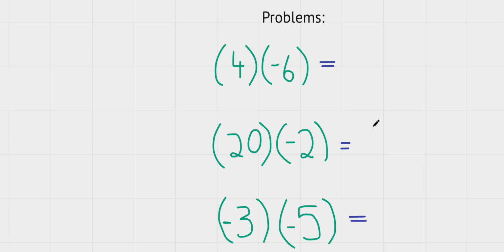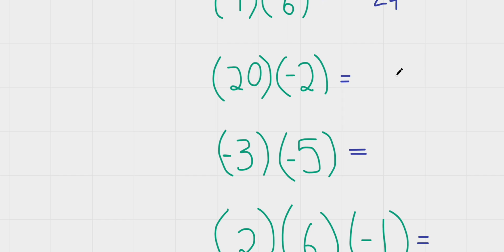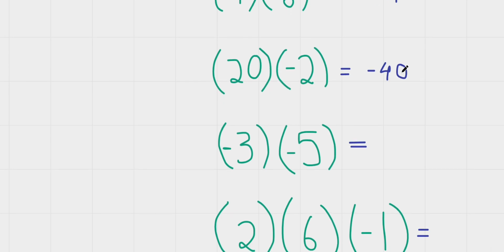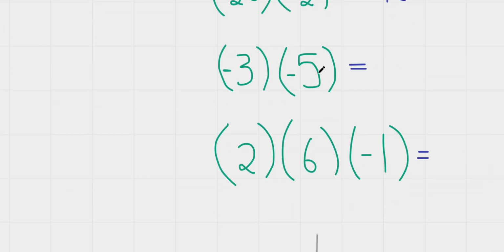So let's try some problems. 4 times -6, again, positive times negative is going to be negative, so the answer is -24. 20 times -2, positive times negative is going to be negative, so the answer will be -40. Here we have 2 negatives, so the answer will be positive, so the answer is 15.